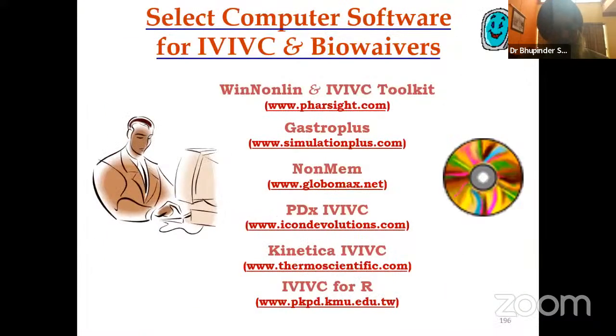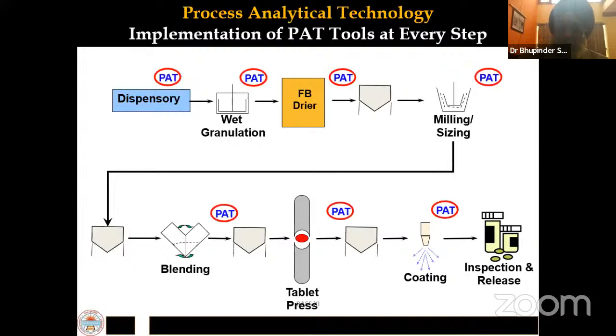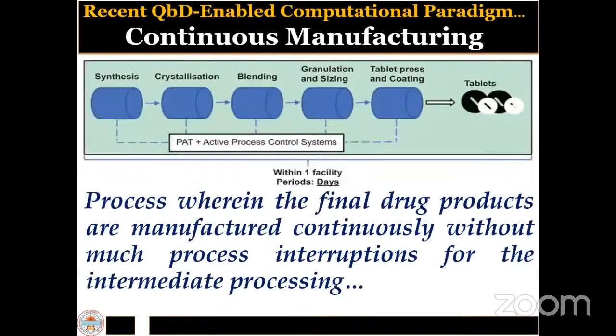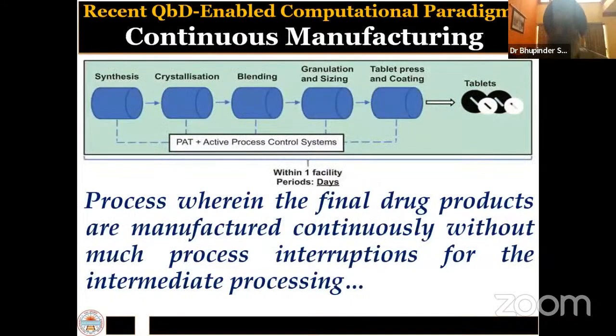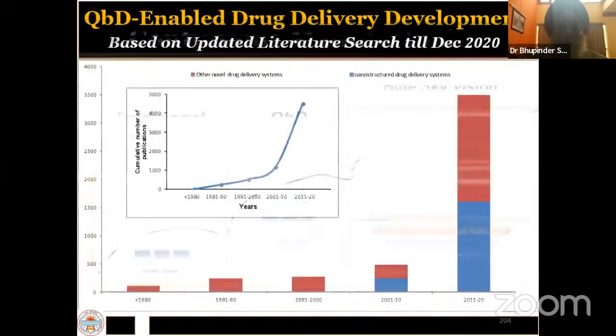So time does not permit. Again, software may help. And PAT studies may also help in product and process understanding. PAT always banks upon QbD. And continuous manufacturing, which is the era of today, ICH Q14 tends to deal with it. That also deals with QbD and PAT.